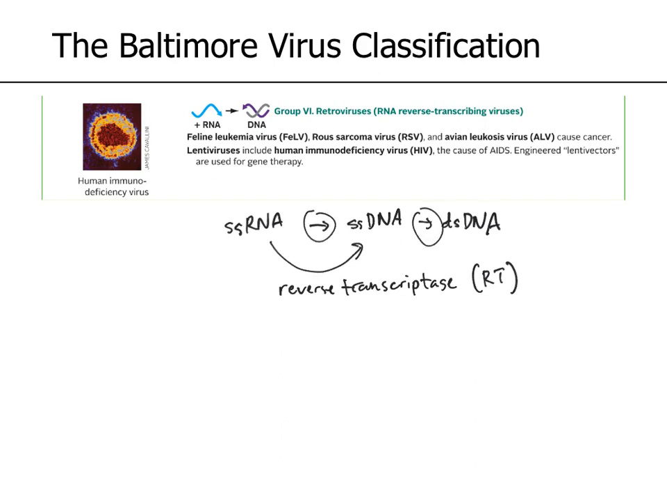It will take a single-stranded RNA, make it first into single-stranded DNA, and then it can also do single-stranded DNA to double-stranded DNA. And then typically, the double-stranded DNA will get integrated into the host genome.